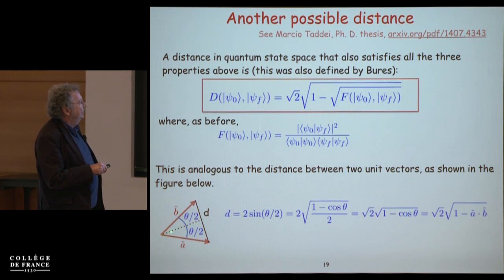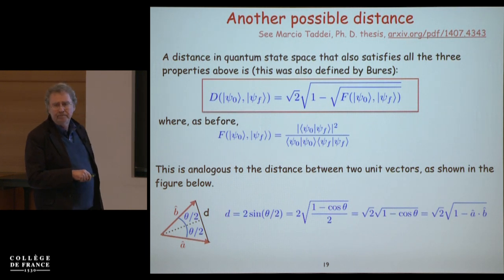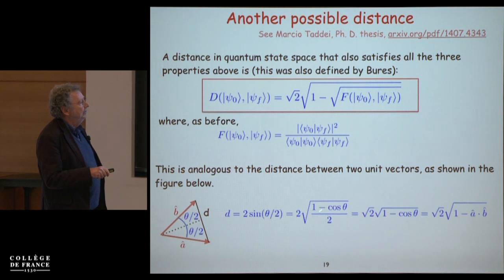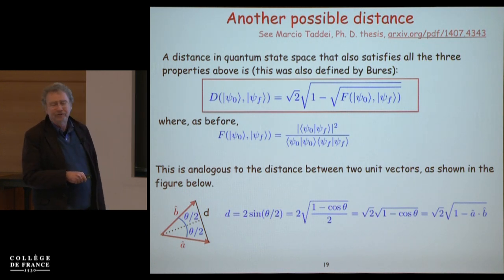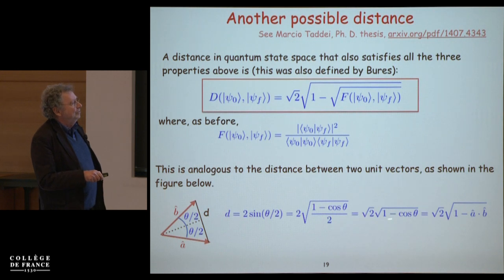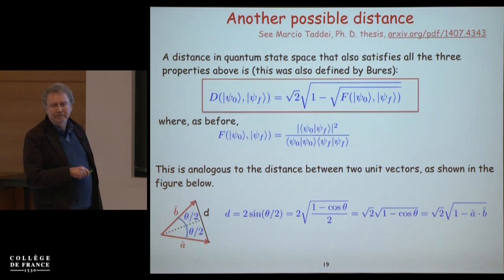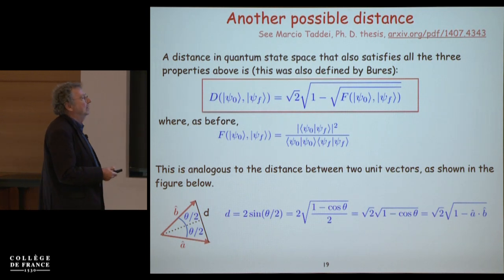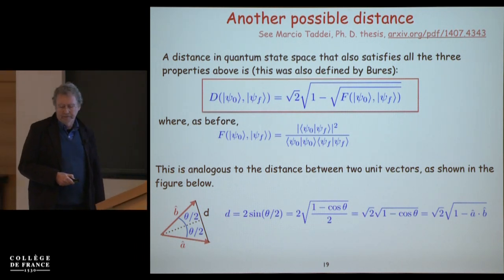This is orthogonal to this distance here. So this is θ over 2, this is θ over 2. And this distance, of course, is twice the projection of this vector onto this direction here. So it's equal to 2 times sine of θ over 2. But sine of θ over 2 can be written as the square root of (1 minus cosine of θ) over 2. So this can be written like that. And cosine of θ is just the scalar product of A and B. So this corresponds precisely to this. Okay? So this is the distance defined by Bures also.